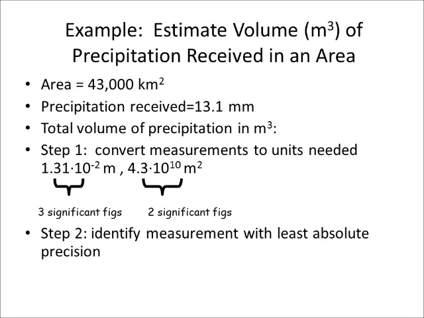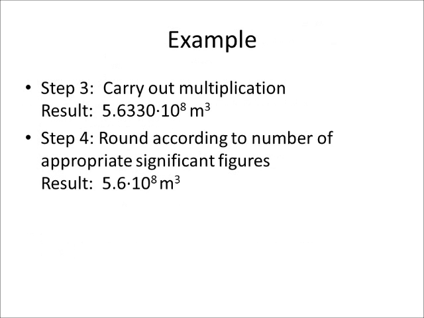What this tells us then is that our answer, when we're finished, after we're done rounding, will have only two significant figures because the number of significant figures included reflects the least number of significant figures in what we use to calculate the answer. So this step 2 then is to identify the measurement with the least absolute precision, and that is the one on the right hand side, which has only two significant figures.